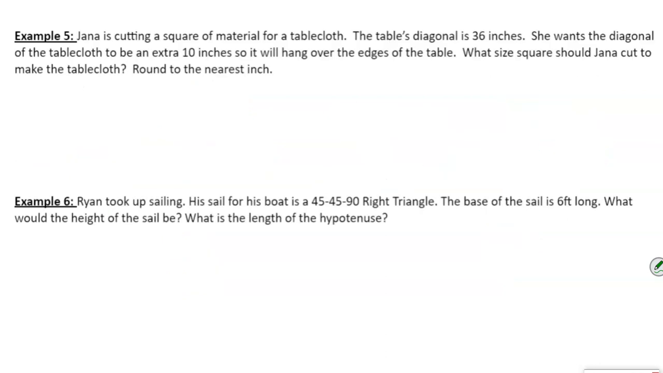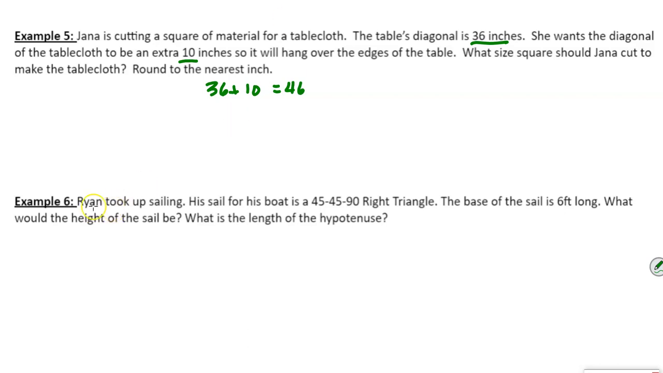All right, so we got a couple word problems here. It says Jana is cutting a square of material for a tablecloth. The table's diagonal is 36 inches. She wants the tablecloth to be an extra 10 inches long so it will hang over. She wants the diagonal of the tablecloth to be 10 inches longer. So we started with 36 and we're going to add 10 to that, right? So 36 plus 10 equals 46.